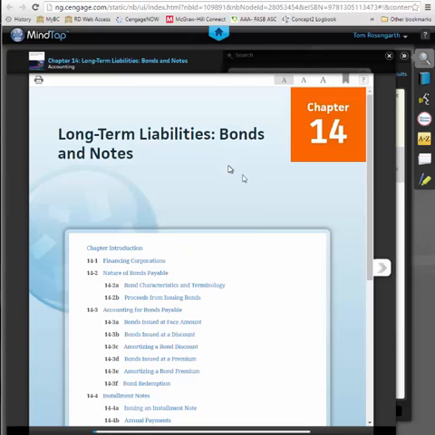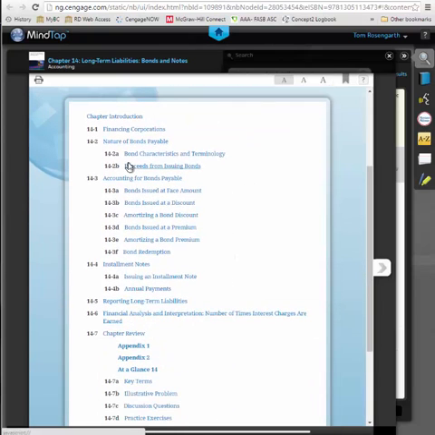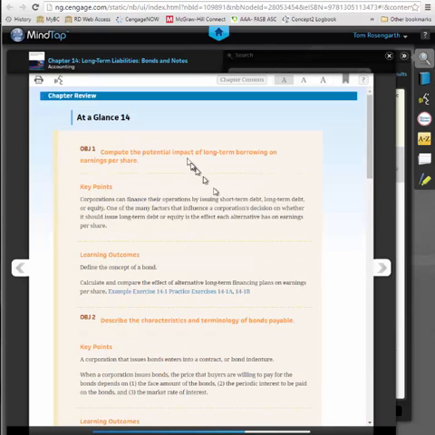So just to recap, review the items that you have as the learning objectives, take a fast look at the reporting of that objective, and then the financial analysis and interpretation. The second thing that I like to do is to go to the end of the chapter and look at the At a Glance feature. What this feature does is to give a thumbnail sketch of all the learning objectives of the chapter, in addition to showing you some of the illustrative problems on how to work the related exercises for that learning objective. So for this particular chapter, you can see the first item is to compute the potential impact of long-term borrowing on earnings per share.